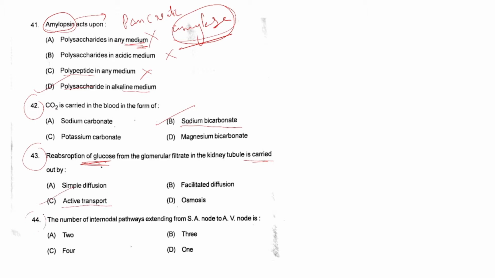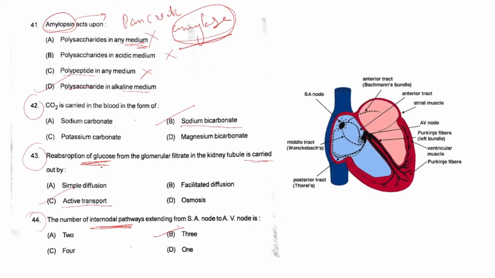Question number 44. The number of internodal pathways extending from SA node to AV node is. So the answer is actually 3. Let's understand this with the help of this diagram. Here you can see, here our SA node is present and here our AV node is present, and the number of internodal pathways is 1, 2 and 3. So 3 pathways are there. So our answer is option number B, that is 3.